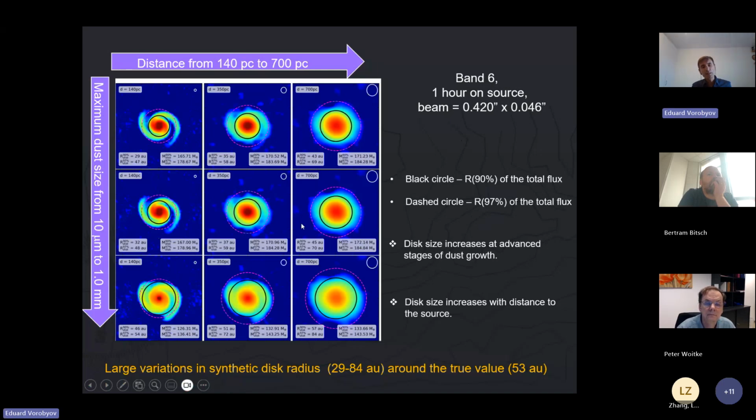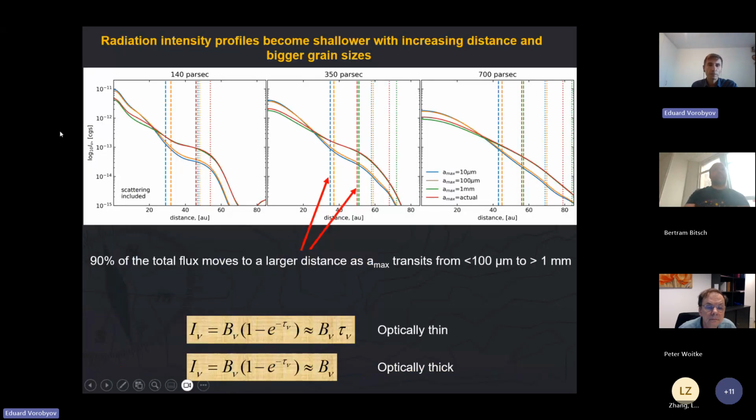So it means the same disk observed at different evolution stages, with different maximum dust size, or the same disk observed at different distances, will have different radii. Why is that happening? This slide shows the reason. So, the why it happens.